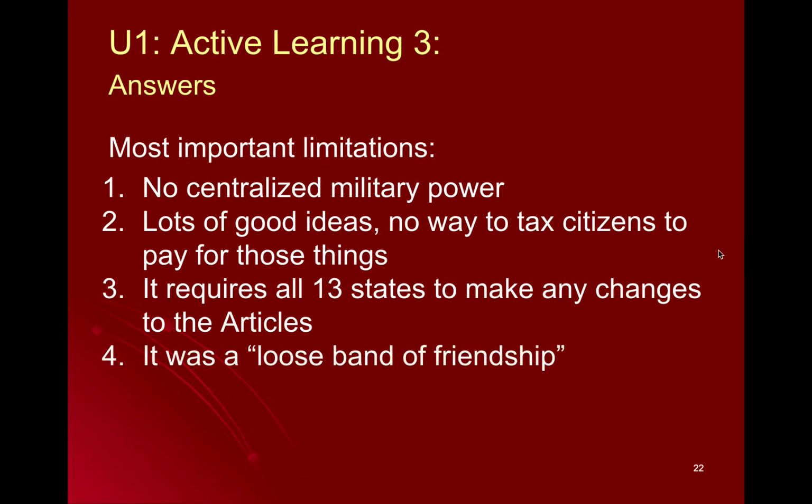The Articles of Confederation at the very beginning used the language that this sets up a loose band of friendship between independent sovereign states. A loose band of friendship basically is stating that each state has its own powers. They can tax their citizens, they can create militias, they have their own courts and own laws, but there is no federal government to have power over the states.